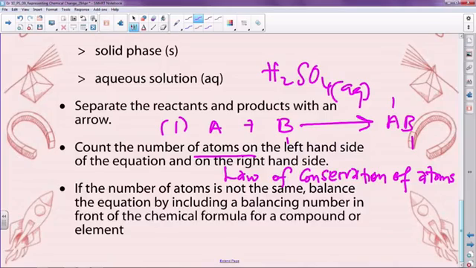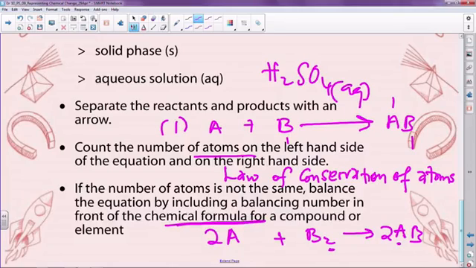So if for whatever reason they are not the same, let's say, for example, we've got A plus B2, which is a molecule, then it gives us AB, something like that. What we're going to do is count the number of atoms. There are 2 atoms in this molecule, so we also need to have 2 there. Now, if you check on A, we've got 2 atoms of A, which means on the reactants we also need to have 2. This is how we do it without changing the formula of the compound. We only change the coefficient, as it's referred to in maths. So we only change the coefficient as far as balancing the equations of reactions is concerned.